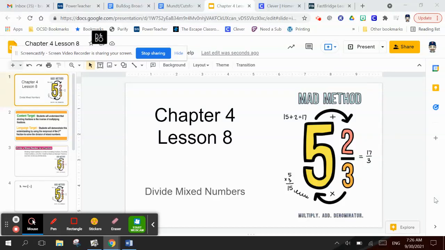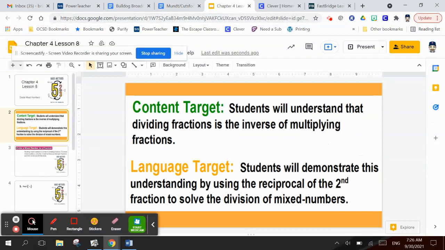Chapter 4, Lesson 8, Dividing Mixed Numbers. Our content and language target for today. Content: students will understand that dividing fractions is the inverse of multiplying fractions. And our language target is: students will demonstrate this understanding by using the reciprocal of the second fraction to solve the division of mixed numbers.